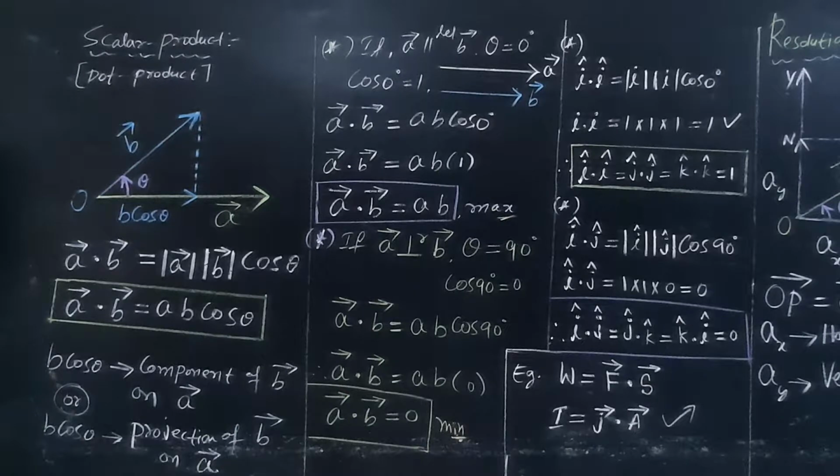Vector A is perpendicular to vector B, which means they are orthogonal, at right angles to each other. Therefore cos of 90 is 0, therefore the dot product is 0. When two vectors are parallel, their dot product is maximum. When two vectors are perpendicular, their dot product is minimum. Similarly, you can write this for unit vectors also.